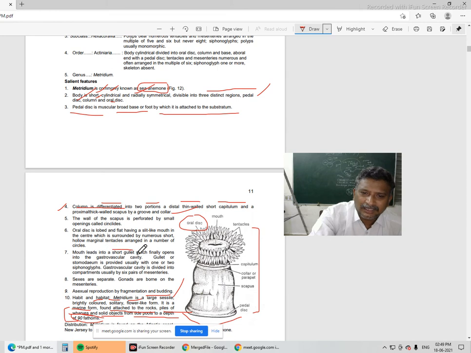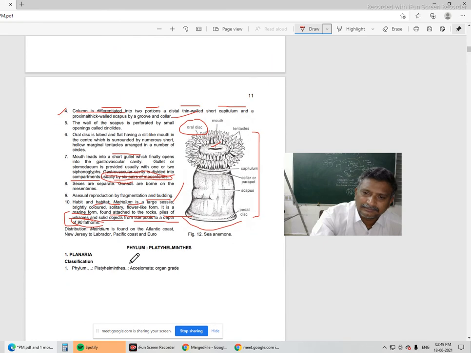Here is a mouth, which may lead to a short gullet. The gastrovascular cavity is divided into compartments usually by 6 pairs of mesenteries. This is also an important character, but we cannot see that character when we see them externally. But internally that character is there.